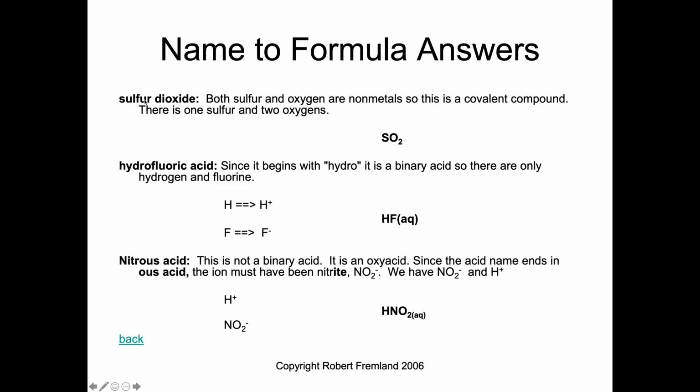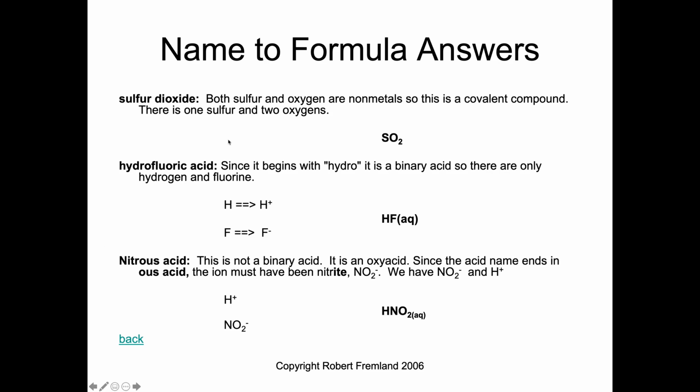Sulfur dioxide. All right, again, sulfur and oxygen are nonmetals. That means this is not an ionic compound, this is covalent. So for covalent compounds, we just look at it. Sulfur doesn't say anything, so sulfur and 2 oxygens, SO2.